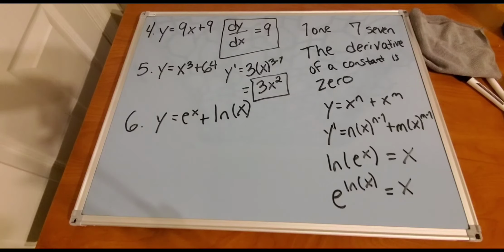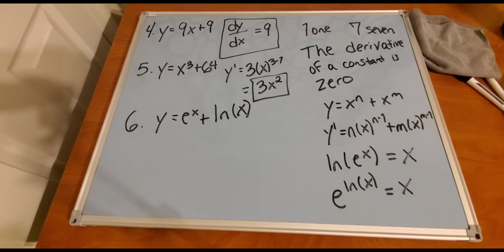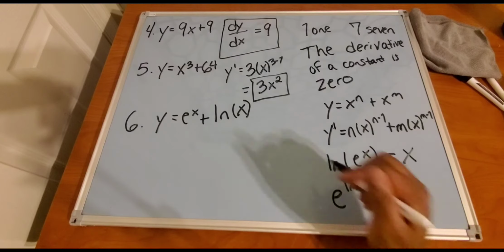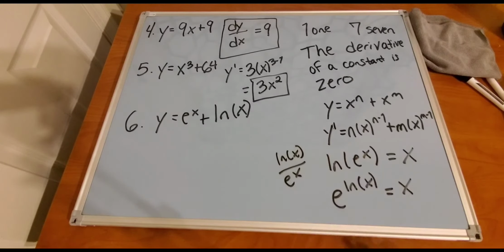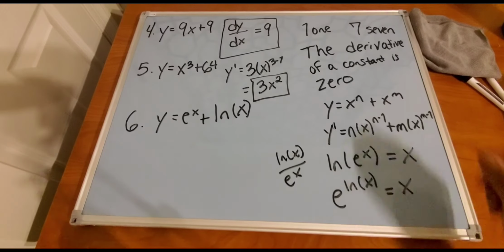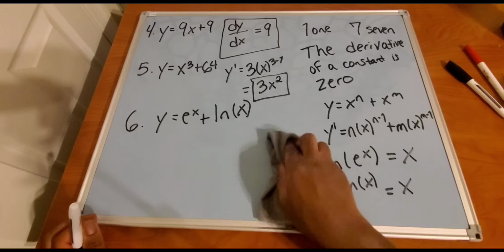I know you might think it would, because you're like, well, x over x is 1, so this over this would be 1. But if you just had natural log of x over e to the x, no, that's not going to happen. It's not going to work. Nice thought, though. So what you have to do instead is just know the derivatives of both of them.